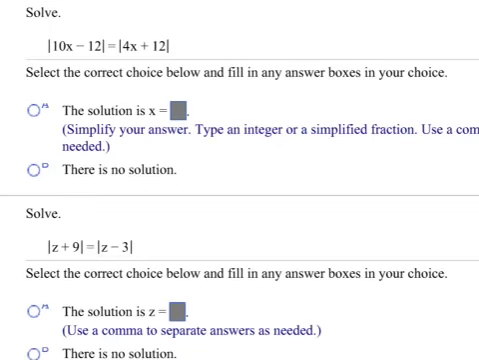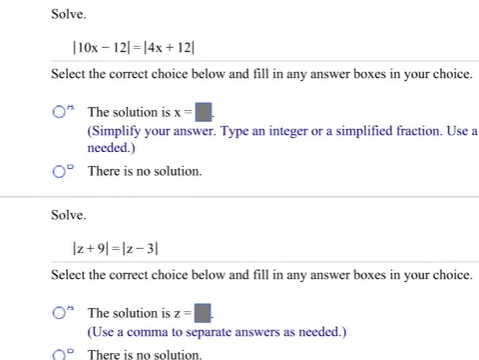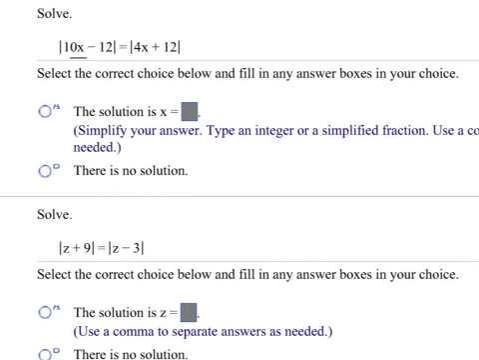Okay, let's do number 9 here. So what's in this absolute value, 10x minus 12, could be positive 4x plus 12, or it could be negative 1 times 4x plus 12. Let me do this on another page here.